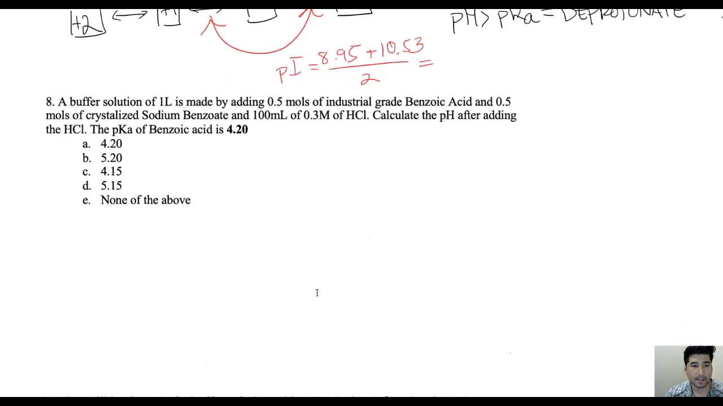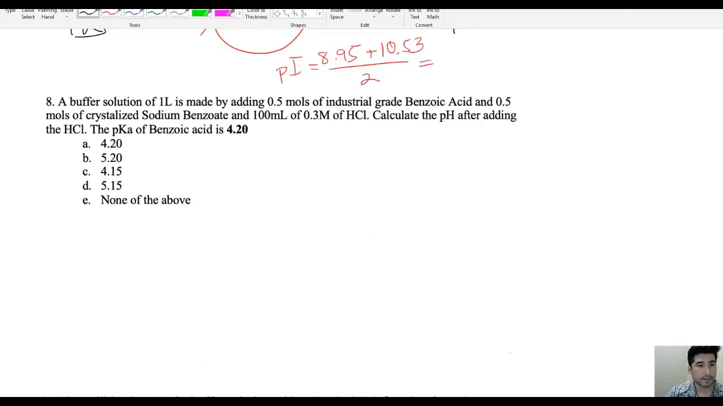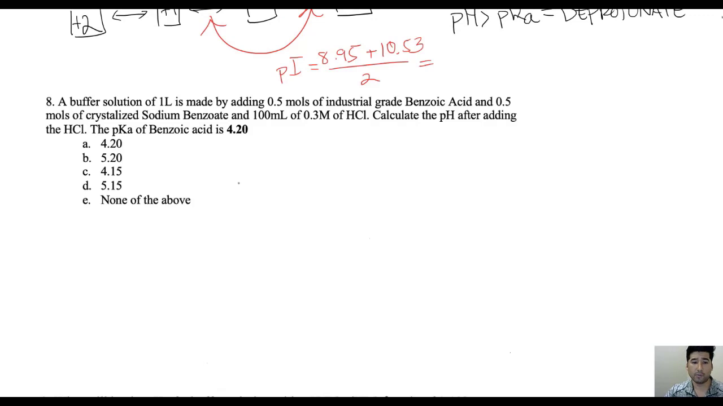Okay. Moving on to number 8. All right. So we have a solution of 1 liter, and it's made by adding 0.5 moles of benzoic acid. So we have benzoic acid. Sorry for the bad benzene. And 0.5 moles of sodium benzoate. So I'm going to put my sodium benzoate over here, and I'm going to put my benzoic acid over here.